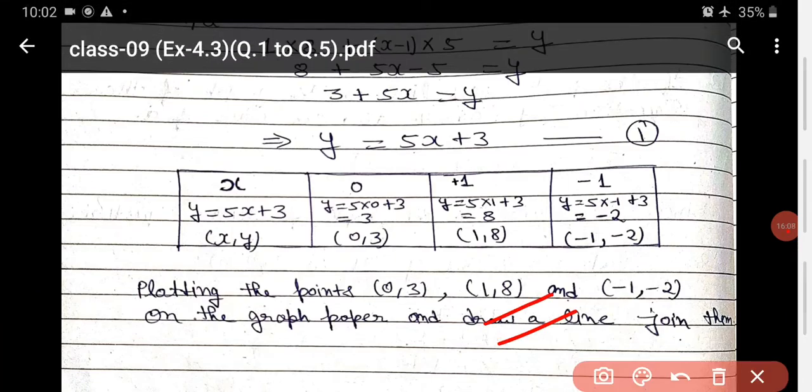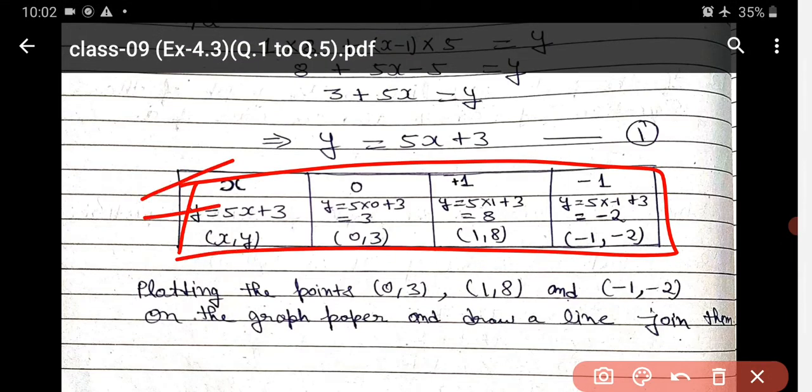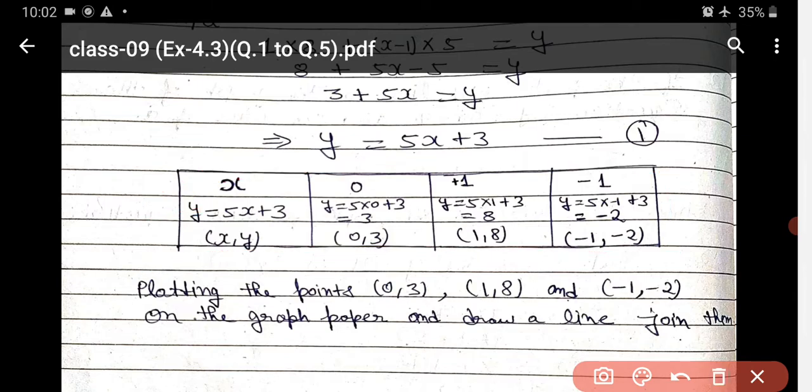Now just make a graph for this equation. Make a table with x, y and x comma y. So in place of x, if you put 0, what is the value of y? You will get 3. If you put 1, then 5 ones are 5 plus 3, that is 8, it becomes 1 comma 8. If you put minus 1, then 5 times minus 1 is minus 5, and then plus 3, you will get minus 2. So the points you will get are 0 comma 3, 1 comma 8 and minus 1 comma minus 2.